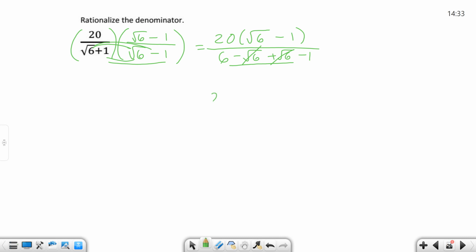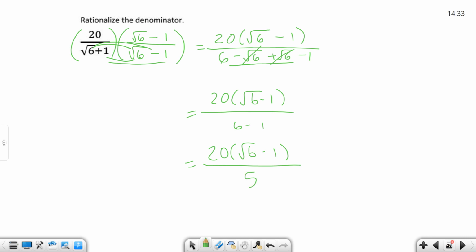So this becomes 6 minus 1 in the denominator, right? So I'm just going to write that down. Extra step here. All right, so that's going to be 20 square root of 6 minus 1 over 6 minus 1, which is 5. Notice I can't put these together right here because one of them's under a radical and one of them's not. They're not like terms, okay? But the 20 is factored out. This 20 is times all this stuff. That's why I left it factored.